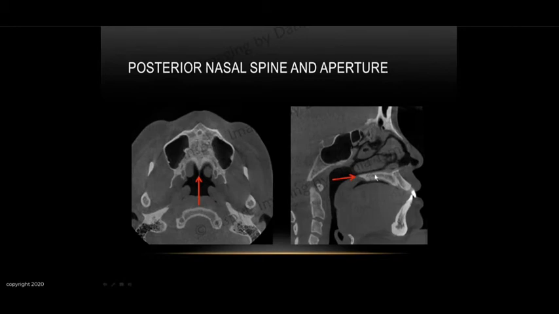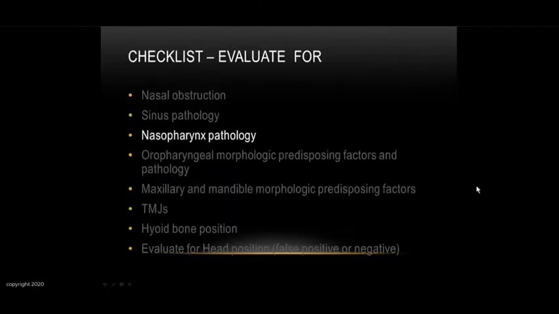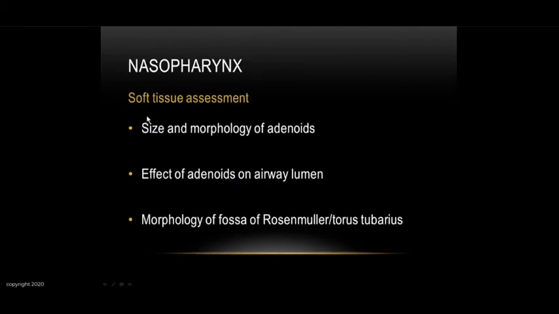So now we're leaving the nasal cavity, and at the very end of the nasal cavity, we're looking at the posterior nasal spine and the choana. And I always look at this area right here because polyps like to happen in this area. So I usually see little polyps spilling backwards into the nasopharynx from the inferior turbinate or from the area of the inferior turbinate, and I look for those. Moving into the nasopharynx. In the nasopharynx, we need to be looking at the soft tissues there, of course, the size and morphology of the adenoids and the effect of those adenoids on the airway lumen. I always look at the morphology of the fossa of Rosenmüller and Torus tubarius and the whole area, looking for symmetry to make sure that this adenoid tissue isn't something else.